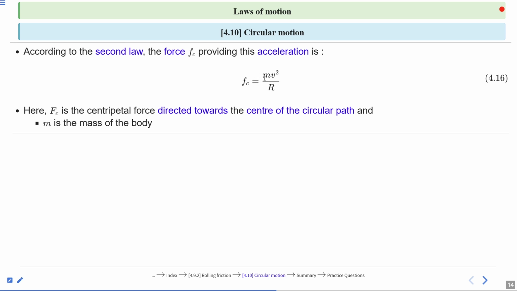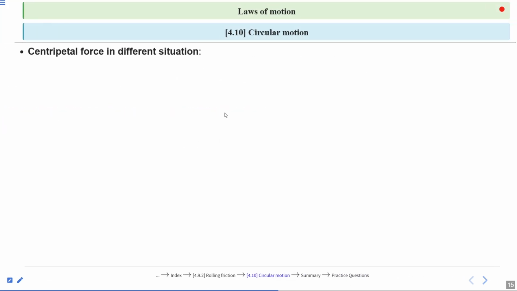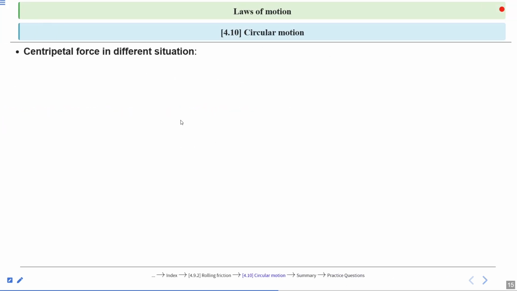It means the centripetal force depends on mass, yes or no? It depends on r, yes or no? It depends on v, yes or no? So this is the formula. Centripetal force in different situations. So here we have some situations, and we will talk about each situation.